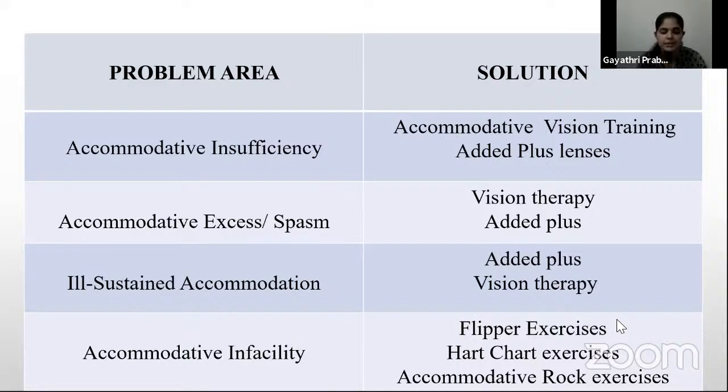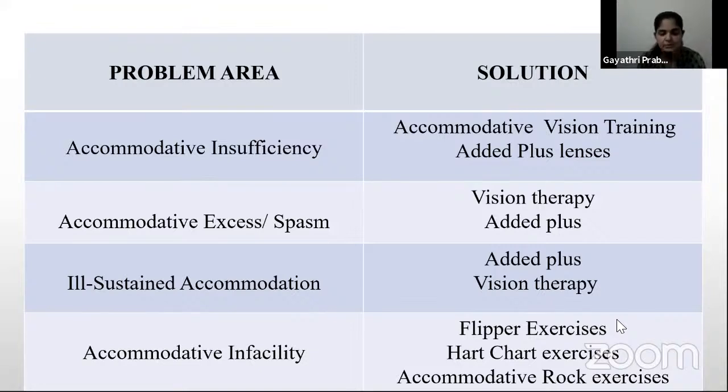If the problem is with excess, if there is accommodative excess, the eye is in a state of accommodation always, you need to actually train them on plus, or the relaxing part of it. They need to relax their accommodation more. So you need to give them training on plus lenses more here. Again, here many a times it will be difficult for the patient to relax accommodation, so you may have to give added plus initially, and slowly you can reduce it.